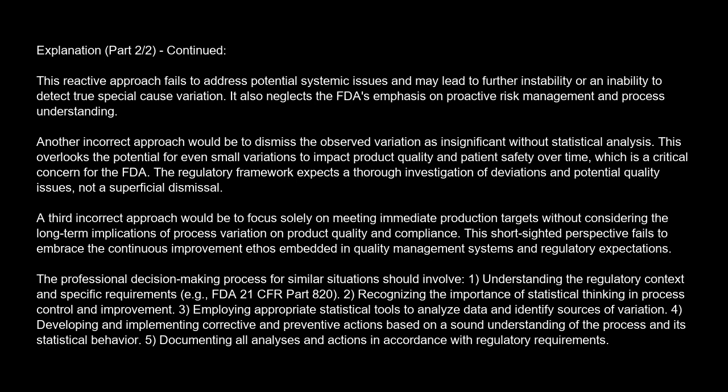The professional decision-making process for similar situations should involve: 1. Understanding the regulatory context and specific requirements, e.g., FDA 21 CFR Part 820. 2. Recognizing the importance of statistical thinking in process control and improvement. 3. Employing appropriate statistical tools to analyze data and identify sources of variation. 4. Developing and implementing corrective and preventive actions based on a sound understanding of the process and its statistical behavior. 5. Documenting all analyses and actions in accordance with regulatory requirements.